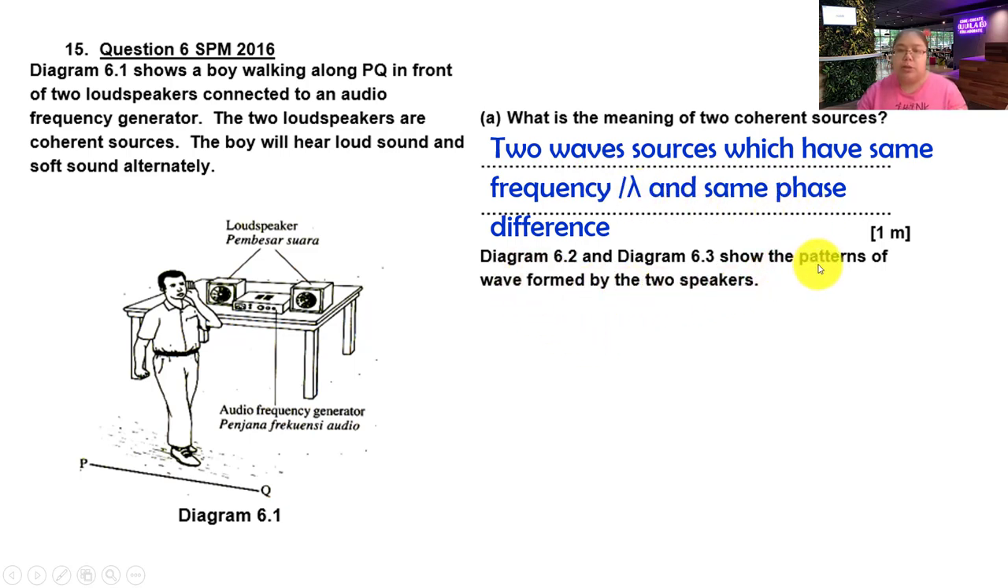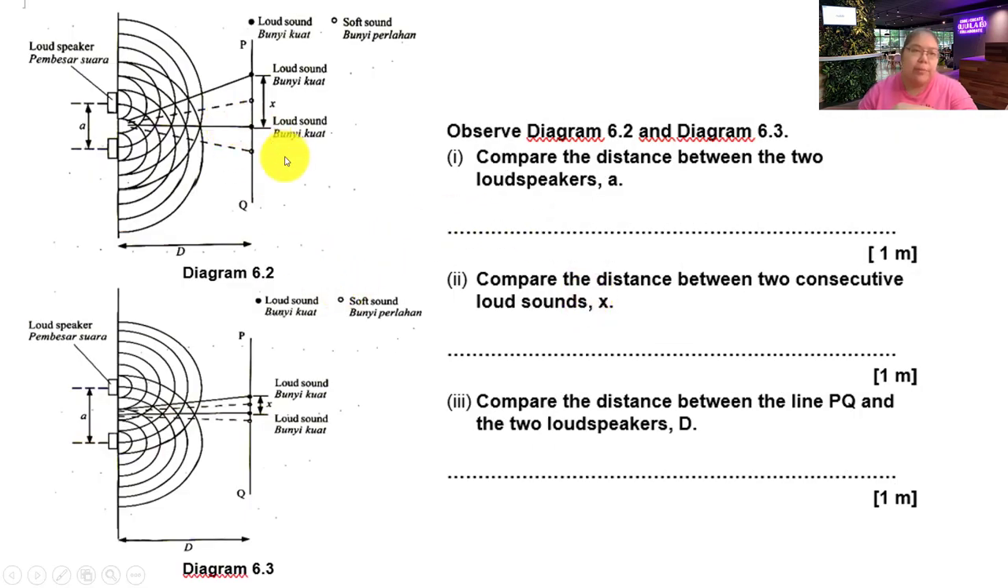Diagram 6.2 and 6.3, they show the pattern. Let's see the pattern. This one is two diagrams. We see the comparison first. This one is closer, is it? This one is further. The X, this one is smaller, this one is further. So the D is constant. So we compare the distance between two loudspeakers A: 6.3 is more than 6.2. Compare the distance X: X in 6.2 is more than 6.3. Compare the distance PQ and the two loudspeakers D, both equal.